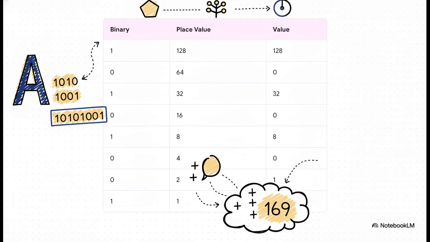Now if we map that across a full 8-bit decimal line, where the numbers keep doubling from right to left, like 1, 2, 4, 8, 16, 32, 64, 128, we just add up any column that has a 1 in it. We've got 128 plus 32 plus 8 plus 1, and that equals exactly 169.